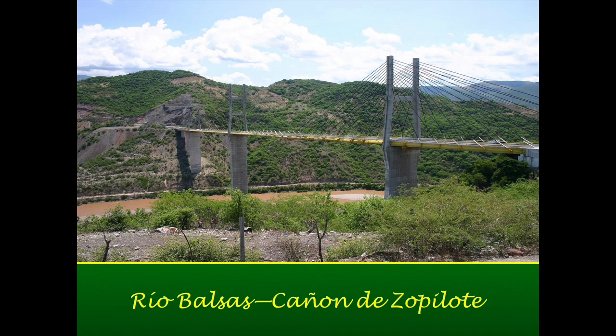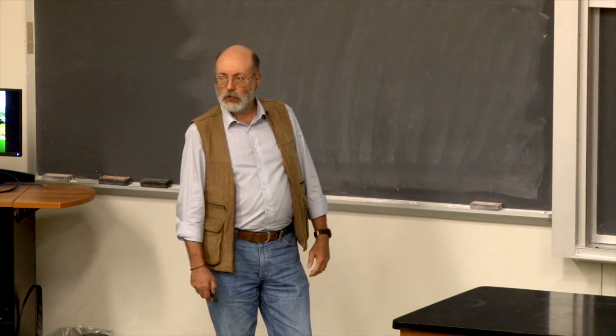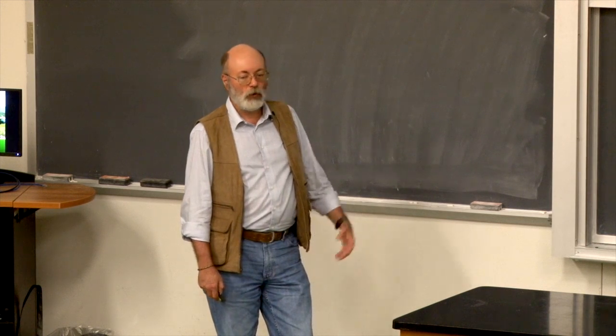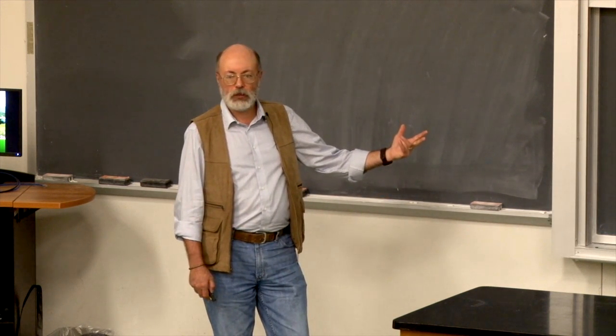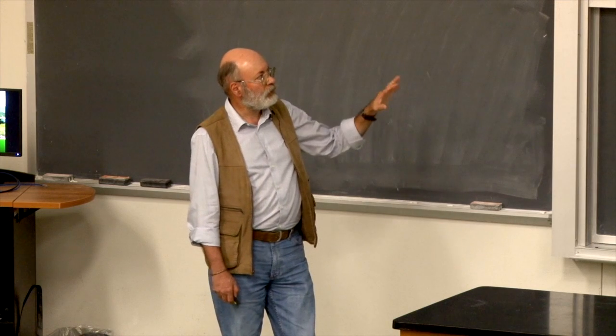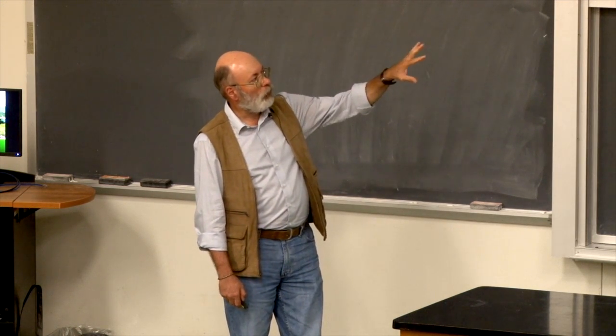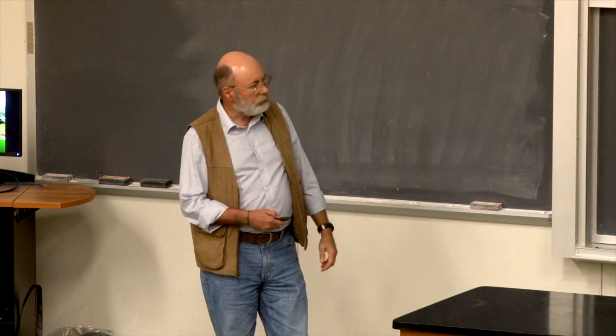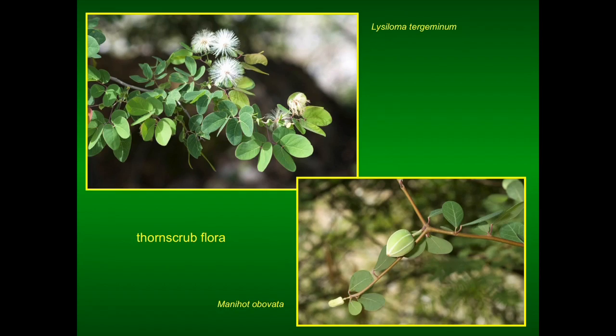So you start out in the Rio Balsas, the Cañón de Zopilote, which, as many of you know Spanish, means buzzard. It's a very well-known collecting locality historically, where a lot of plants new to science were discovered in the 1800s. It's a very dry vegetation with very widely spaced plants. The vegetation type is known as thorn scrub. This is near where you turn off the main highway.